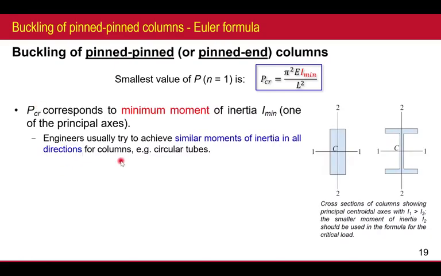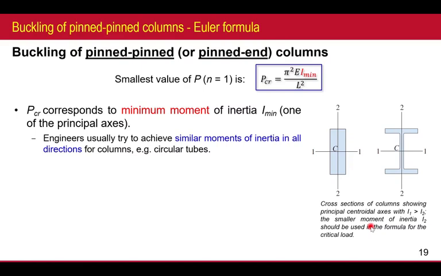Let's put the text here. Everyone look carefully, okay? This is very, very important for you when you do calculations. The P critical corresponds to the minimum moment of inertia, I minimum. That means one of the principal axes. So this one is I minimum. For example, if this rectangle is a beam, you will see which one's value is bigger and which one is smaller.